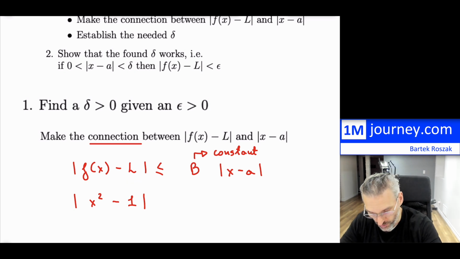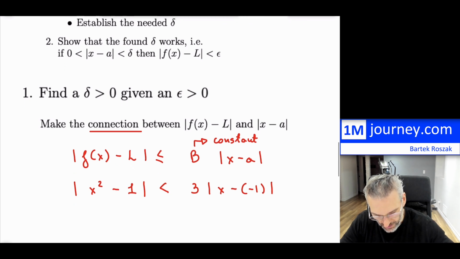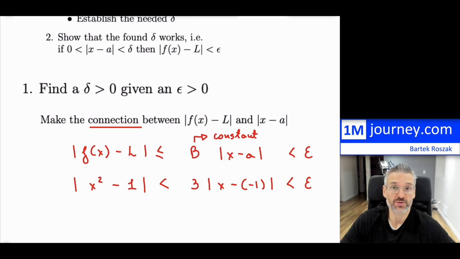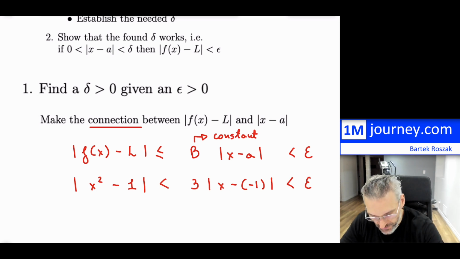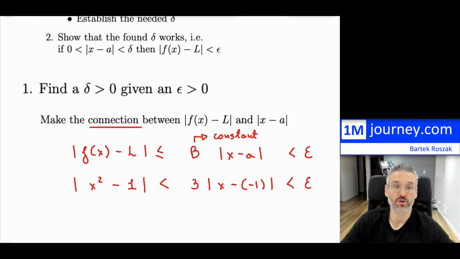So in our case, you will notice that we're going to come up with something like this. This bound is actually going to be equal to 3, and I'll show you why. And then this right here, which is x minus negative 1, that's for our limit. That's what we will have. And our ultimate goal will be, once you make that connection, that you want this to be less than epsilon. And then you simply divide both sides by the constant b, and you would have found your needed delta.